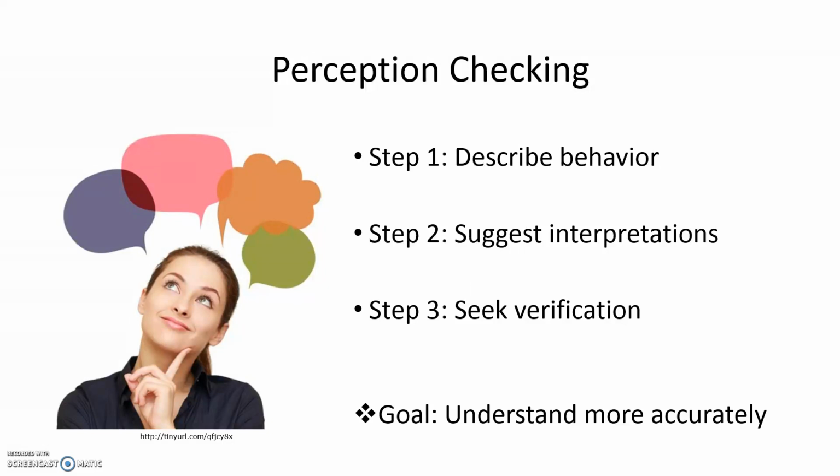Then suggest interpretations. Why would someone do those behaviors? Maybe they're having a bad day. Maybe they came in late because their car broke down. Maybe they had to go to the bathroom last minute, or maybe they're just upset that they have to come to this particular class. And then seek verification. This is when you actually walk up to that person and say, I noticed that you were having a frown on your face. What's going on? You can see that by doing this process, you can understand more accurately how you're perceiving the situation.